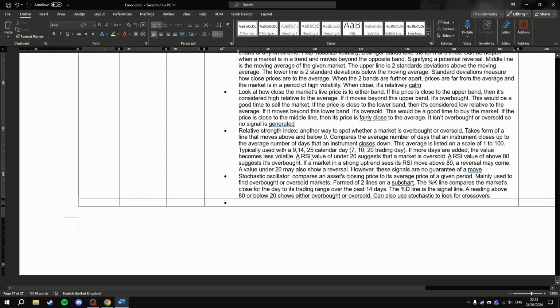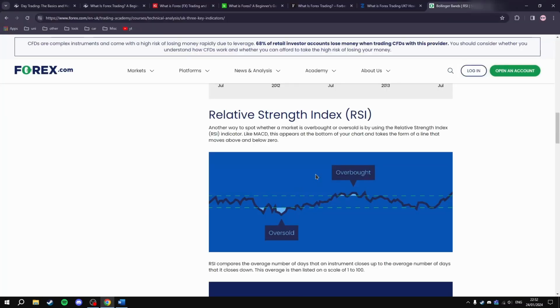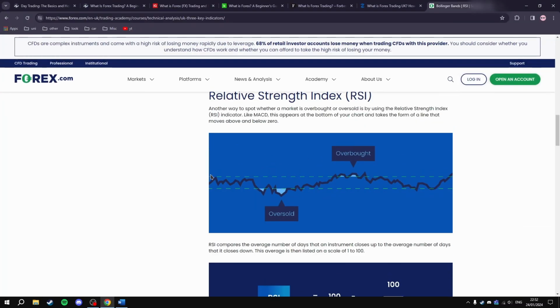It takes the form of a line that moves above and below zero. So we can see that here.